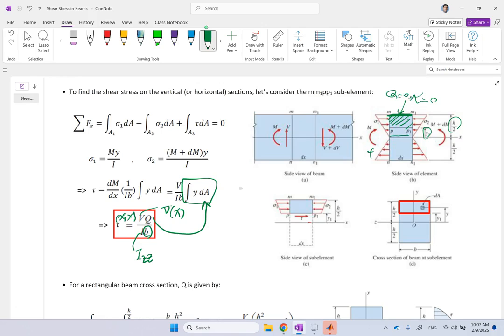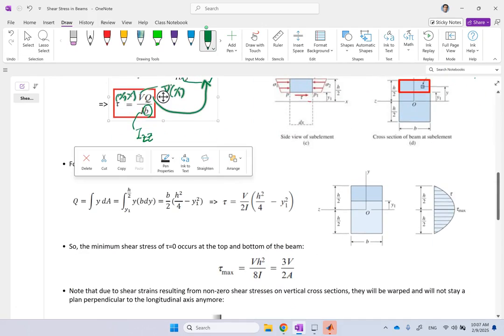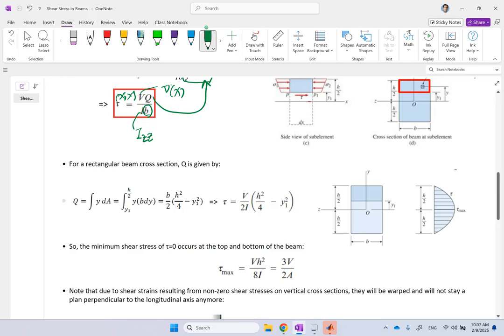And when at y of 0 you have half of the surface, that is your tau max because your Q is max. Okay, so clearly Q depends on the location, and this is what you can see over here. If we want to calculate for a rectangular cross section, we want to find Q.